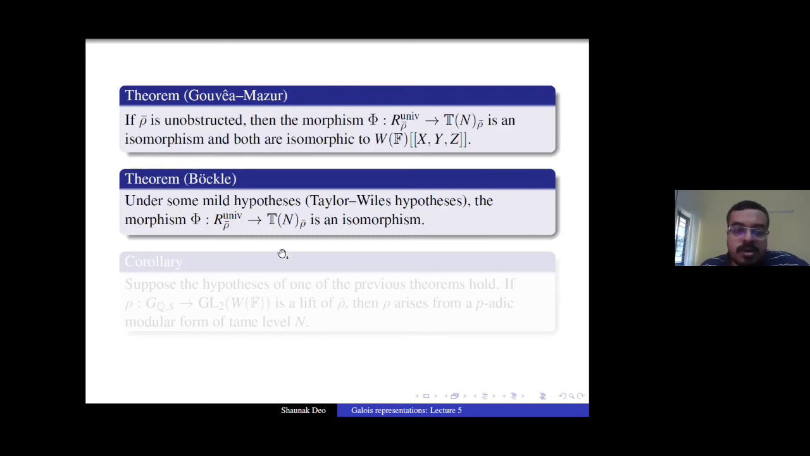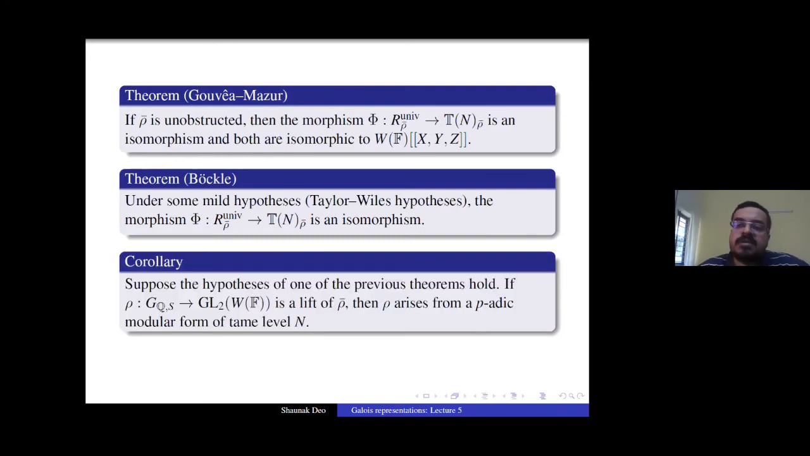And as a corollary, it says that if one of the previous theorems holds, and if you have any lift from G_Q,S to GL2 of W(F) of rho bar, then it arises from a p-adic modular form of tame level N. So this was one of the questions, right? If we have any lift of our residual representation, is it arising from an arithmetic object? This big R is equal to T theorem tells us that it arises from a p-adic modular form, which is not a classical modular form, but a p-adic limit of classical modular forms. So this is a really big space that they have.